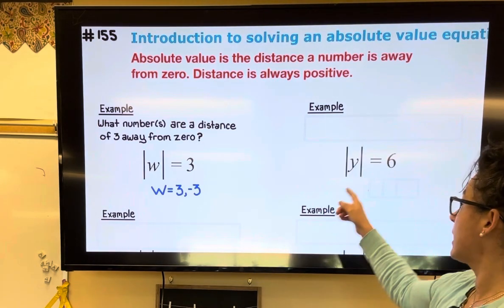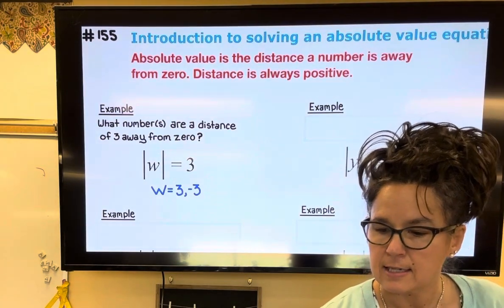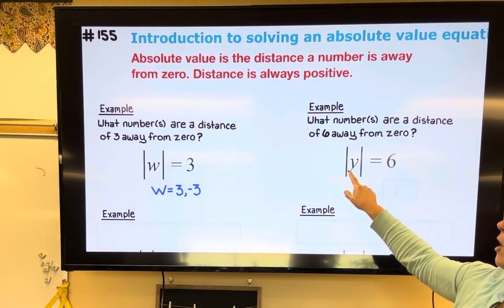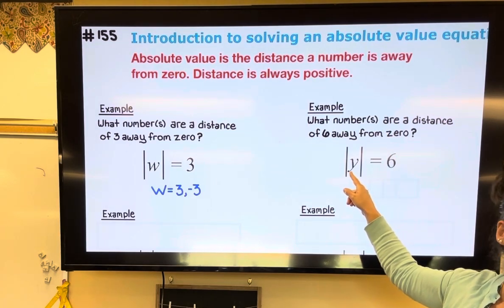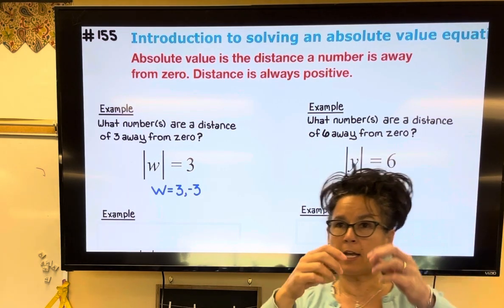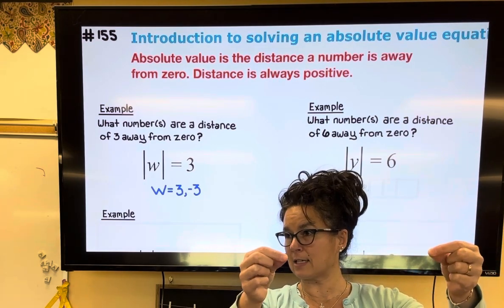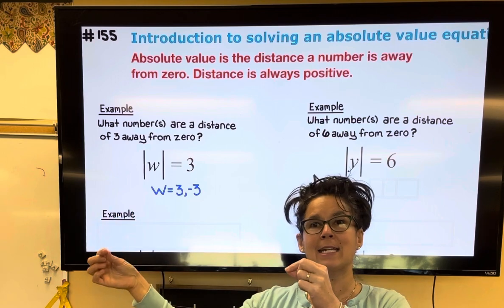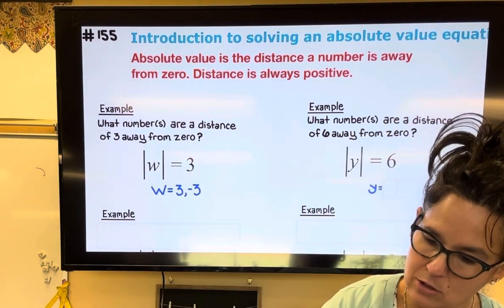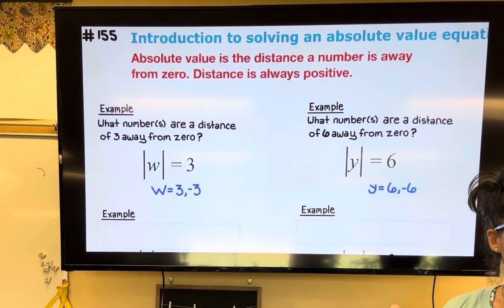Okay, one more like that. This one, the absolute value of Y equals 6. That really means what number or numbers are a distance of 6 away from 0. Well, if I measure from 0 to the number 6, my tape measure says 6. And if I measure from 0 back to -6, my tape measure says 6. So my answers are both 6 and -6.